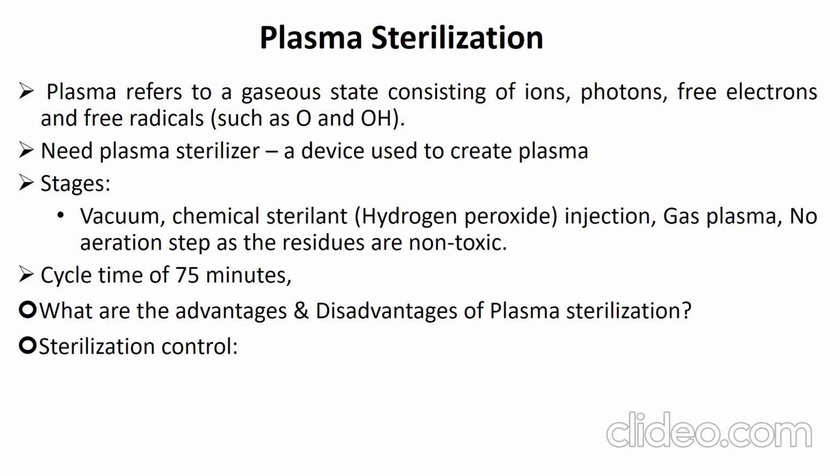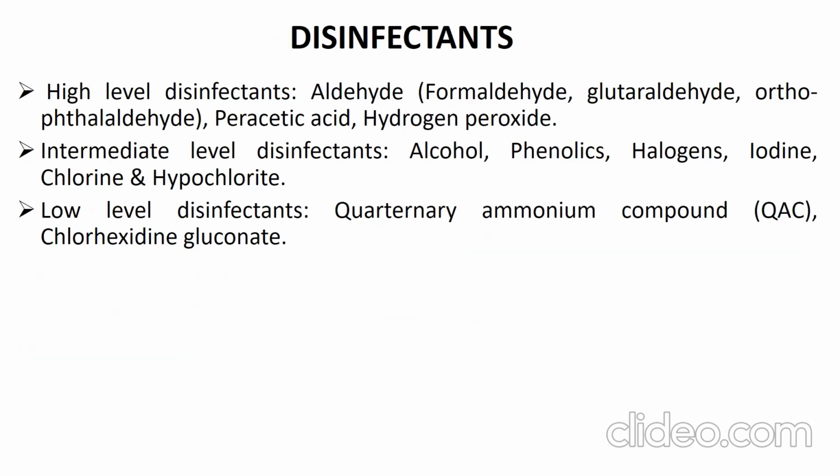Other disinfectants, just to have a short knowledge about the disinfectant. According to the Spaulding classification for the medical devices, critical, semi-critical and non-critical, the disinfectants can be classified as high-level, intermediate-level and low-level disinfectants. High-level disinfectants are the aldehydes, formaldehyde, glutaraldehyde, orthophthalaldehyde, peracetic acid and hydrogen peroxide. The intermediate-level disinfectants are the alcohols, phenols, halogens, iodine, chlorine and hypochlorite solutions. The low-level disinfectants are usually the quaternary ammonium compounds or the chlorhexidine gluconate.